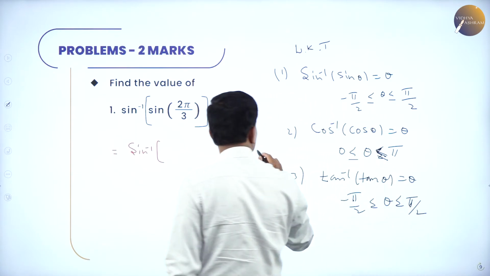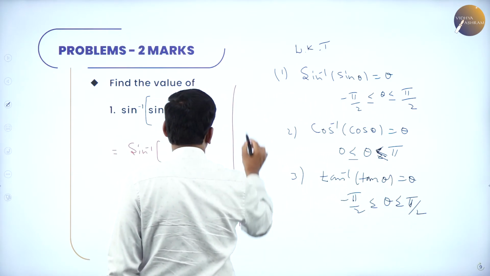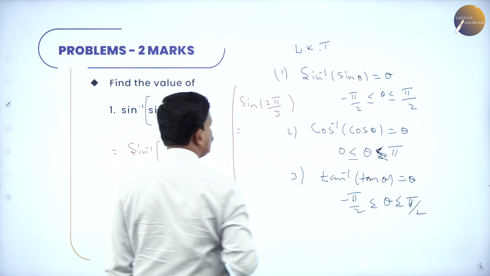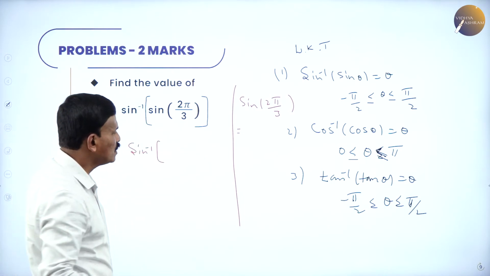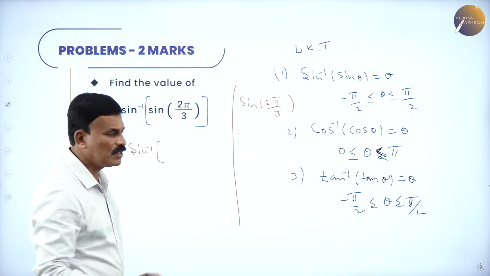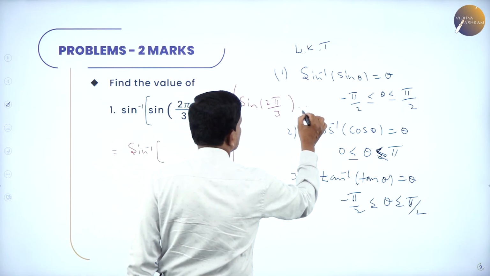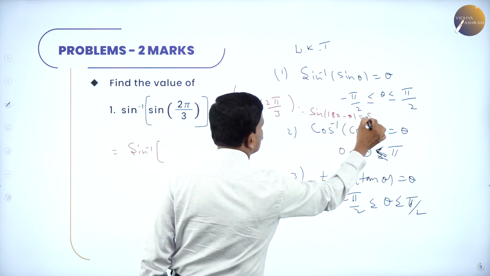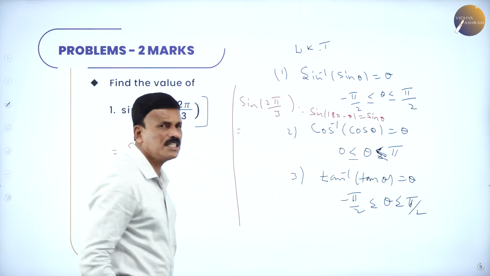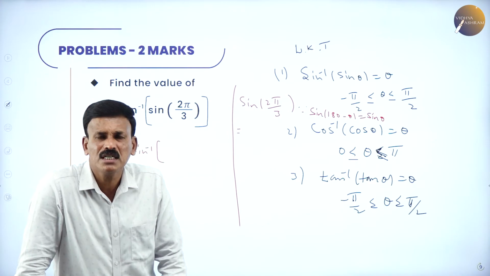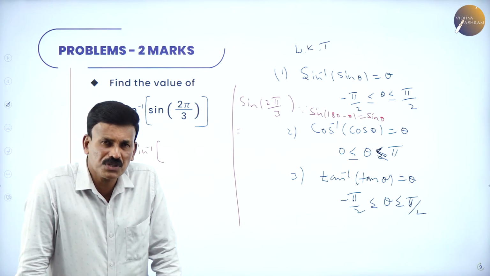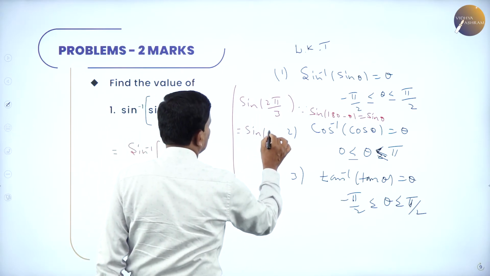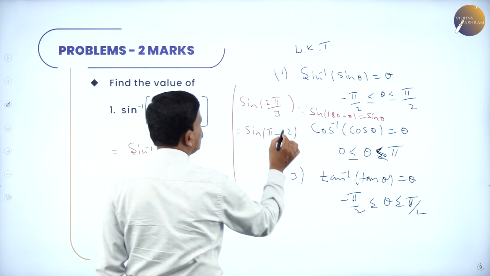Now let me write here. So I will write here sine of 2 pi by 3. Sine 2 pi by 3 can be written as, there is one formula, sine of 180 minus theta is equal to sine theta. Sine 180 minus theta comes in the second quadrant. In the second quadrant, sine theta is positive. So this sine 2 pi by 3 can be written as sine of pi minus, what is theta here?